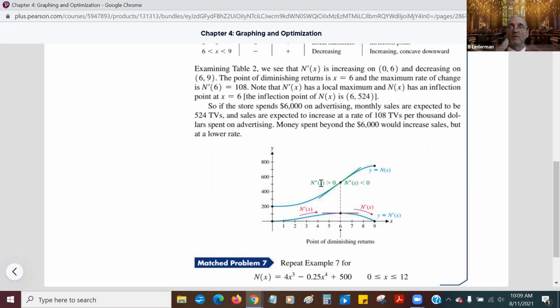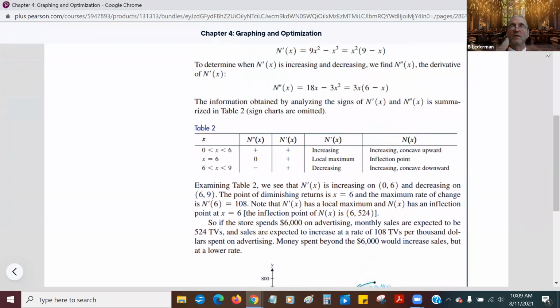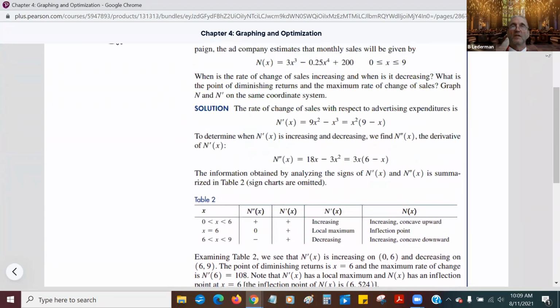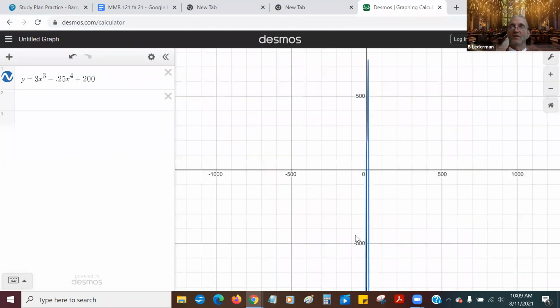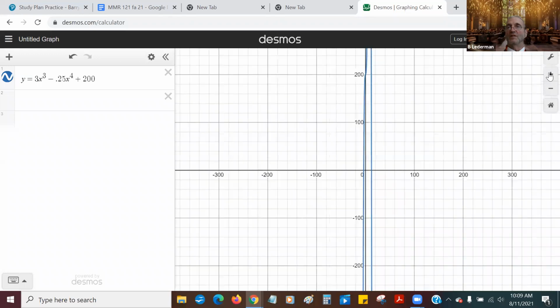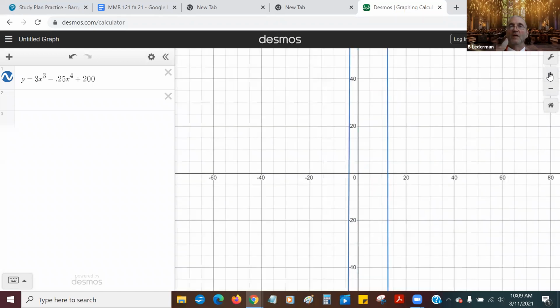And here's the graph of N'', and here's the graph of N'. Oh, you know what? We never actually graphed the original function, which is this one right here. I put that in decimal. It's very hard to see, because it goes up and when x equals 9 it hits the top. If I zoom in on this, you can't see the whole graph, but that's kind of what's going on.